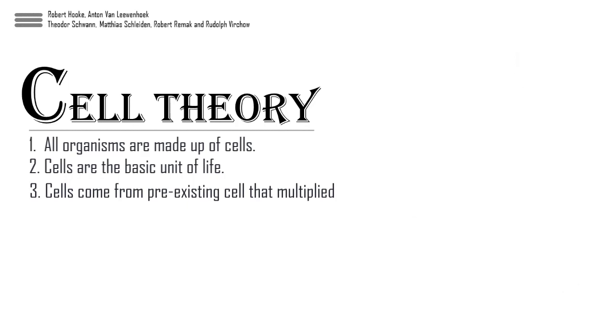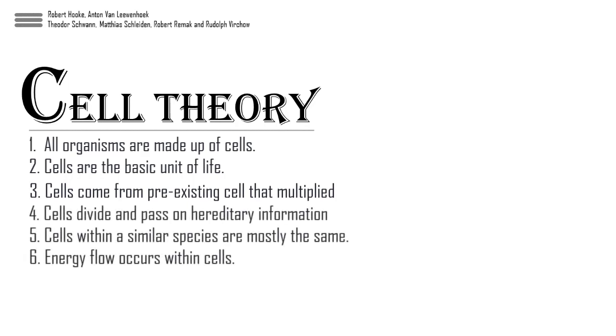Since the formation of the classical theory, technology has improved, allowing for the more detailed observations that led to new discoveries about cells. These findings led to the formation of the modern cell theory, adding 3 more tenets to the fundamental tenets of the classical theory. These tenets state that DNA is passed between cells during cell division. Cells within similar species are mostly the same both structurally and chemically, and energy flow occurs within cells.